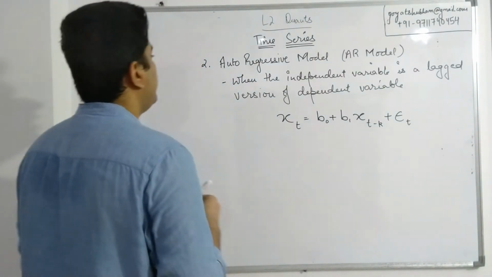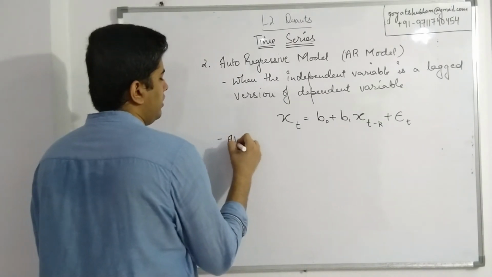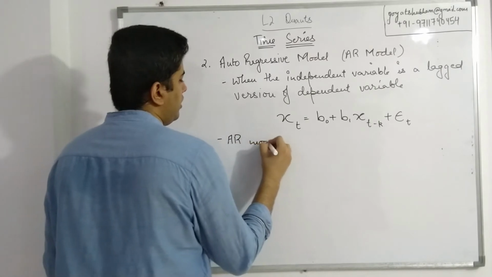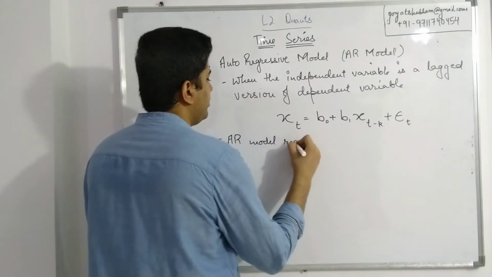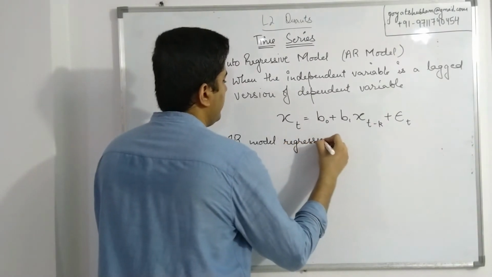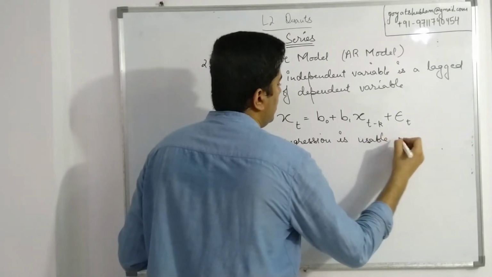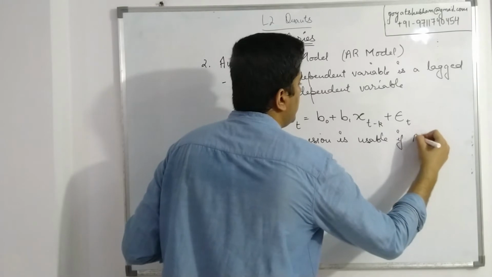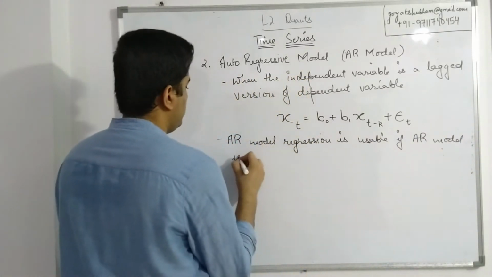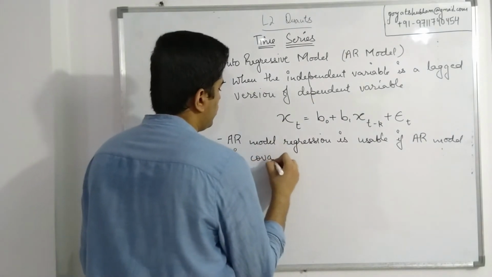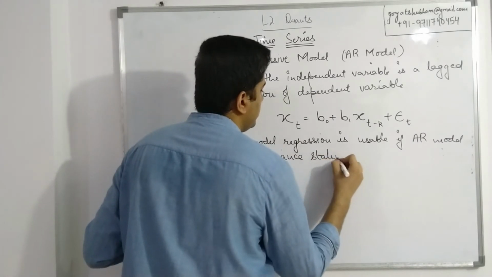Now, autoregressive model has one very key factor. Any regression done on AR model, so AR model regression is usable if the AR model is covariance stationary.